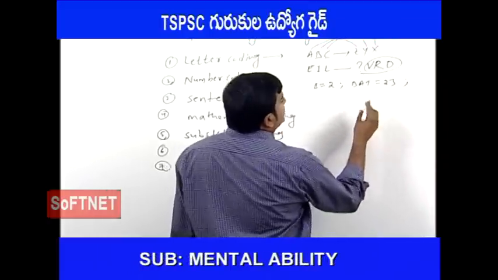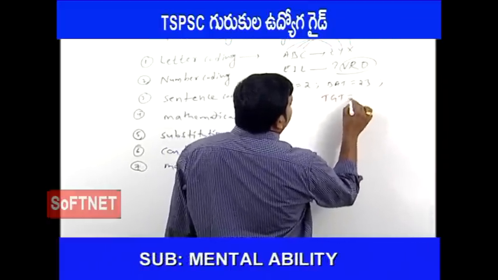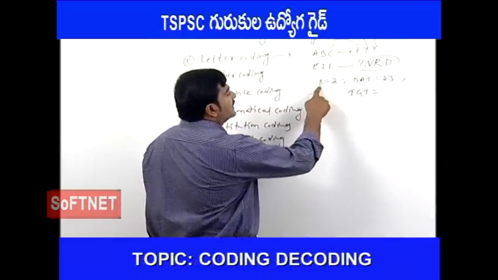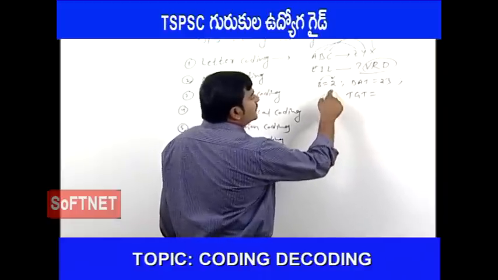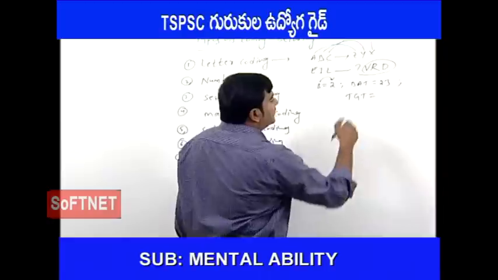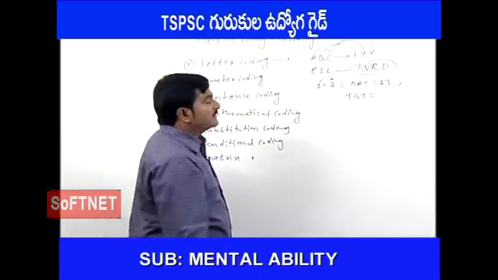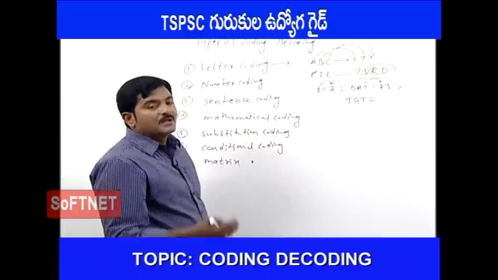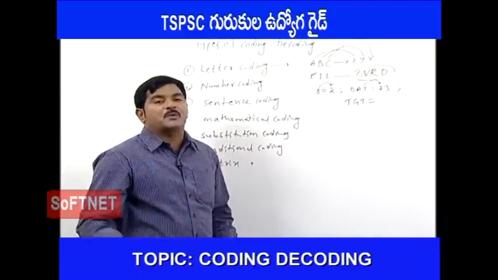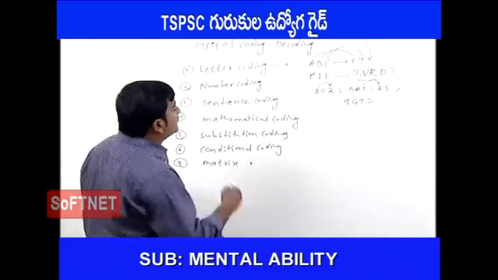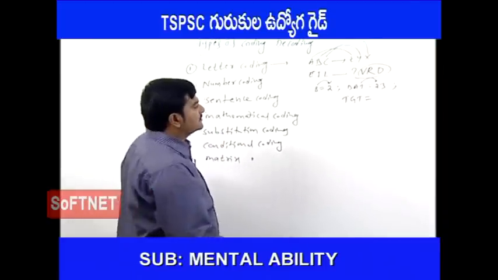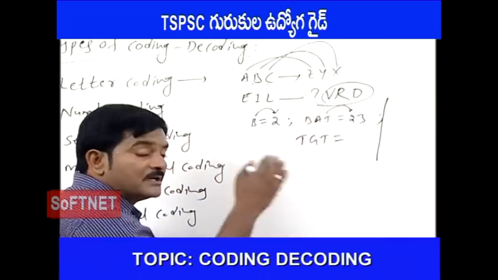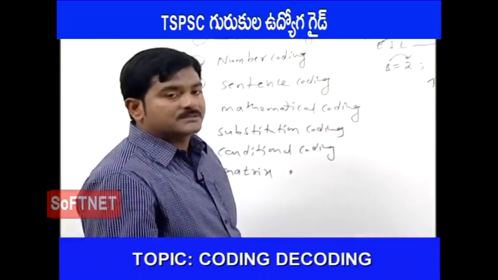Then what is the code for the word TGT? If you observe here, B is an alphabet. What about its corresponding code? I am getting a numerical number. Similarly, BAT is a word, and for this also I am getting the code as a numerical number. What does it mean? Since a number comes as the code for a letter, that is the example for number coding. Apart from this, there are different types here. Roughly, I am telling you there are different types of number coding also.